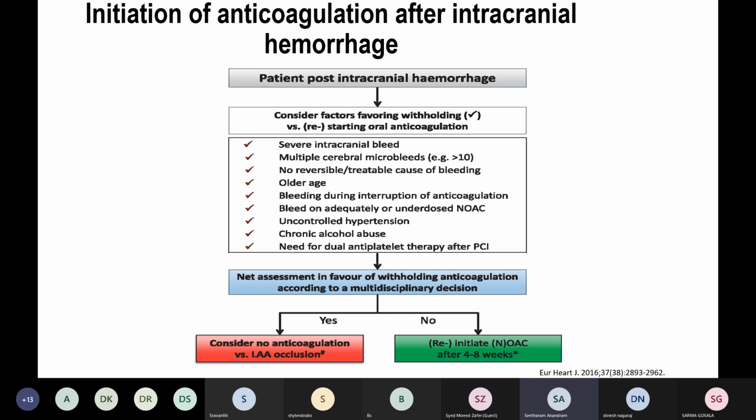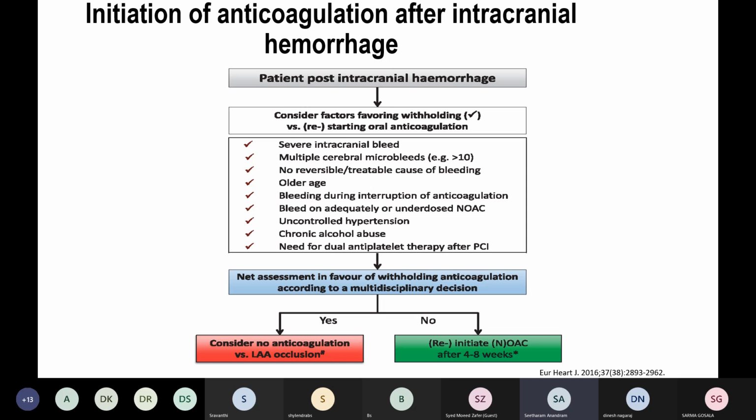So the next specific condition is, I think most of us would probably be faced with this question: when do we restart anticoagulation after an intracranial hemorrhage? If a person has an intracranial hemorrhage, the first question we need to see is what are the risks and benefits of starting that oral anticoagulation?